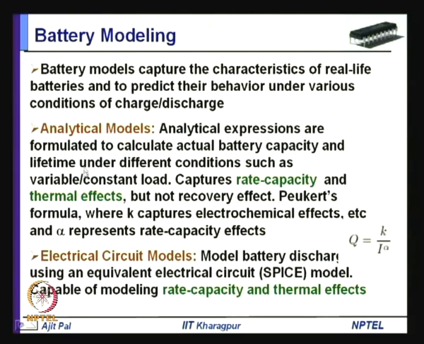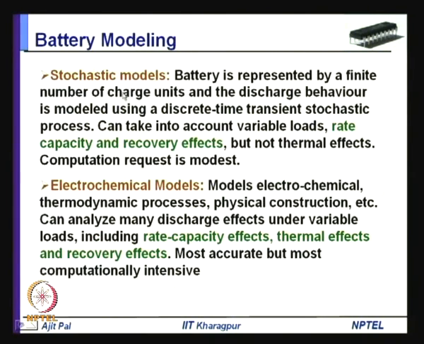So, analytical models are a simple way of modeling a battery, and there is another type of model based on an electrical circuit. In this case, you model battery discharge using an equivalent electrical circuit, that is, a SPICE model. You can really consider it as if it is an electrical circuit, and by using the SPICE model you can represent the characteristics of the battery. This model is capable of modeling rate capacity and thermal effects.